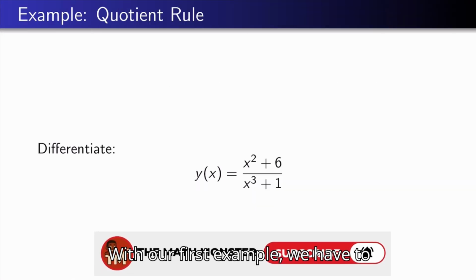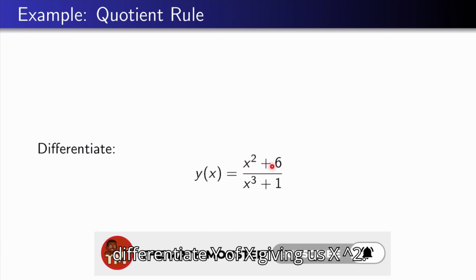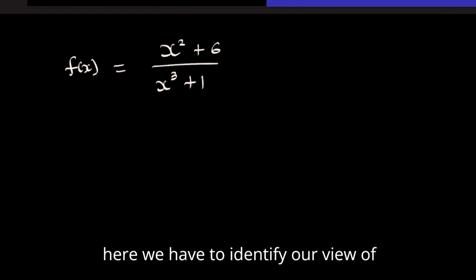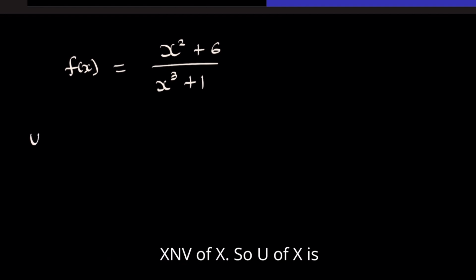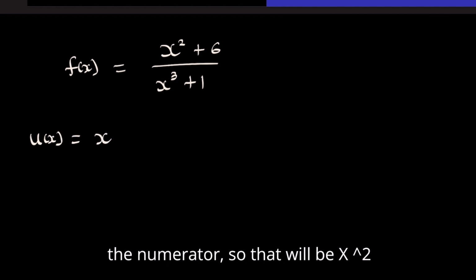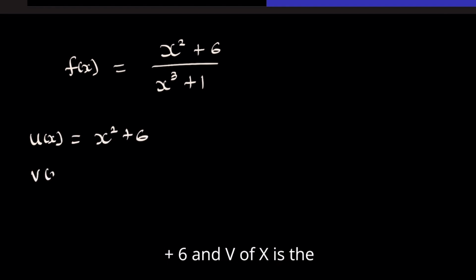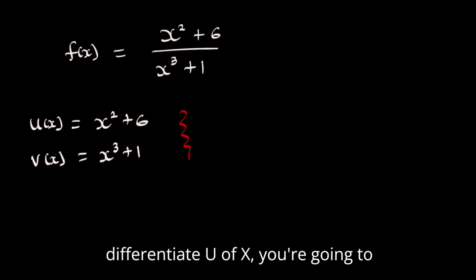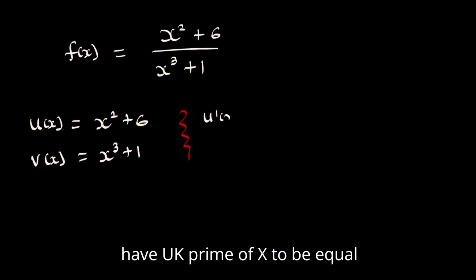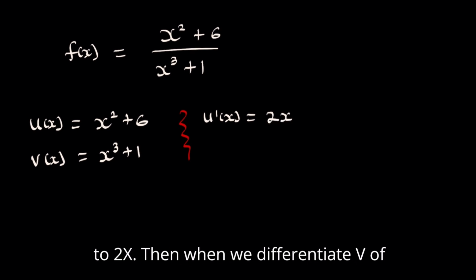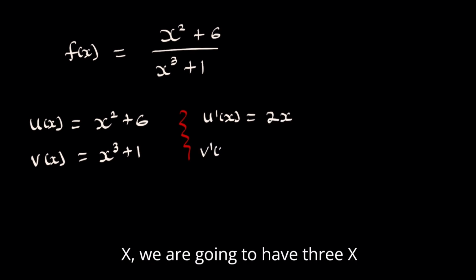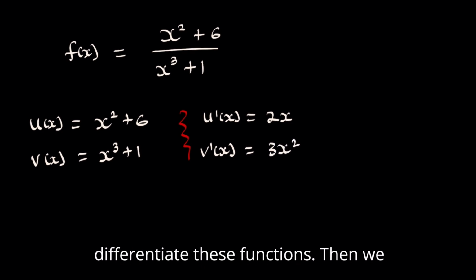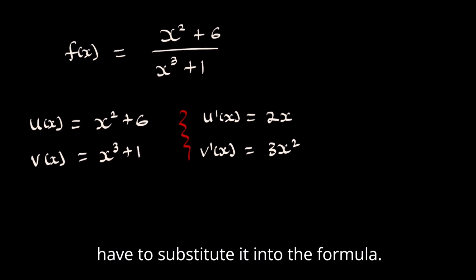With our first example, we have to differentiate y of x, giving us (x squared plus 6) divided by (x cubed plus 1). So here we have to identify our u of x and v of x. So u of x is the numerator, so that will be x squared plus 6, and v of x is the denominator, so that's going to be x cubed plus 1. When we differentiate u of x, we are going to have u prime of x equal to 2x. Then when we differentiate v of x, we are going to have 3x squared. Thus we apply the power rule to differentiate these functions. Then we have to substitute it into the formula.